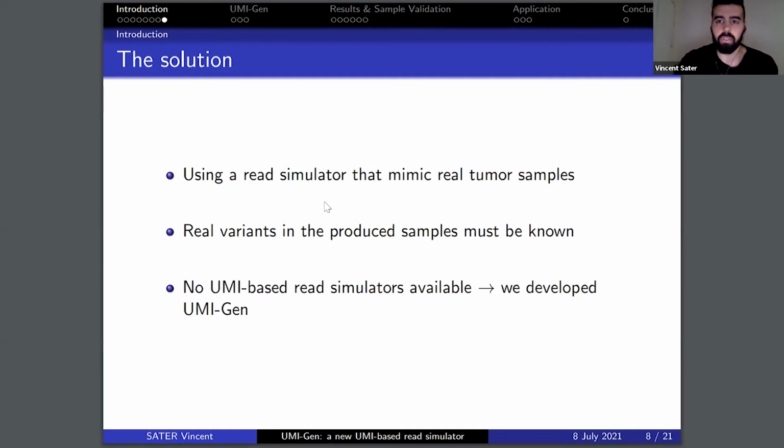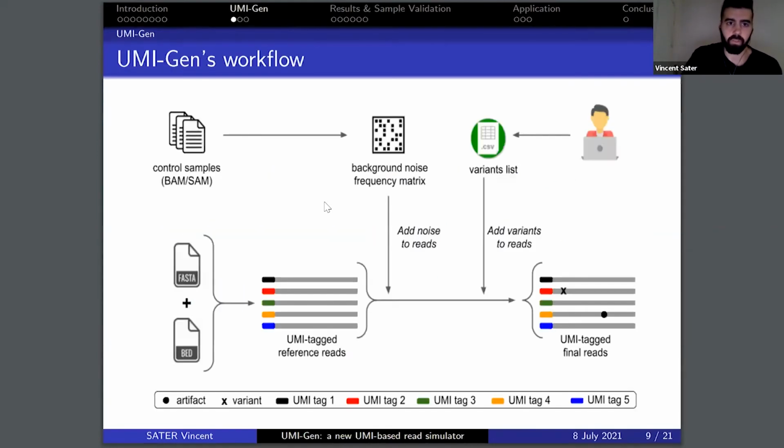The solution, of course, is to use a read simulator to produce artificial samples that mimic real tumoral samples, and in which the number of mutations is known and controlled. At the time, a UMI-based read simulator didn't exist, so we developed UMI-Gen. So UMI-Gen uses a genome reference file in the FASTA format and a bed file containing the coordinates of the targeted regions in order to create UMI-tagged reference reads.